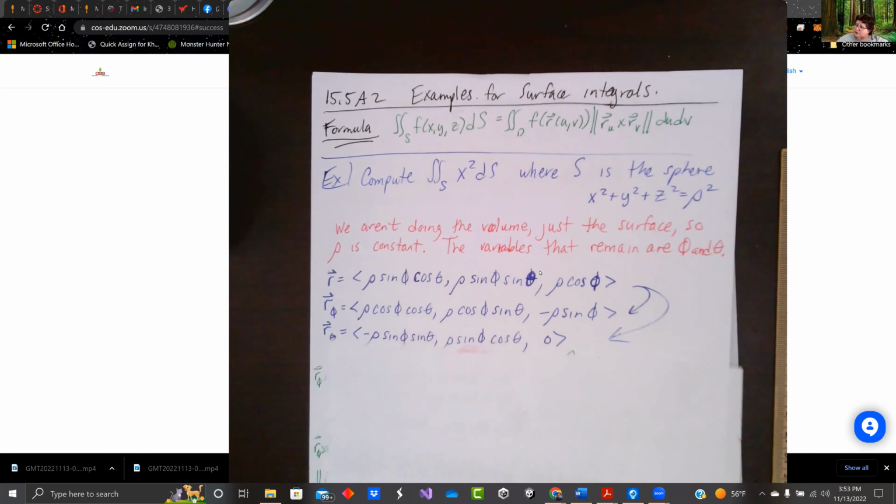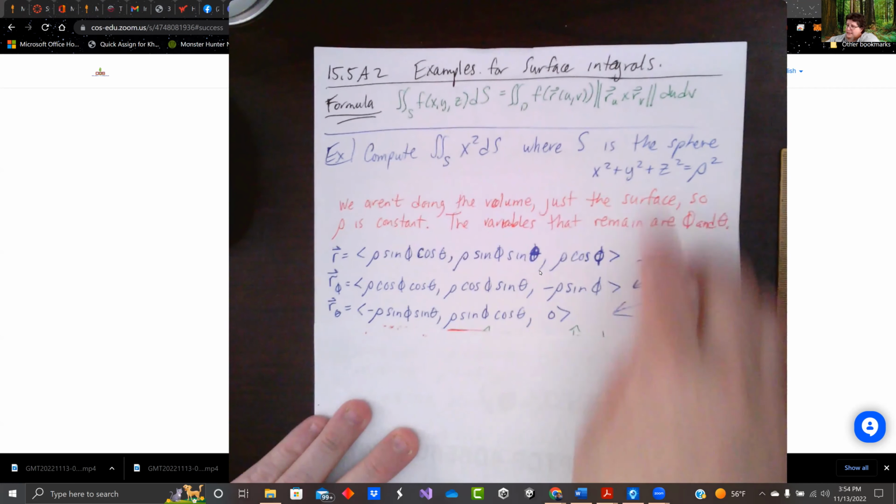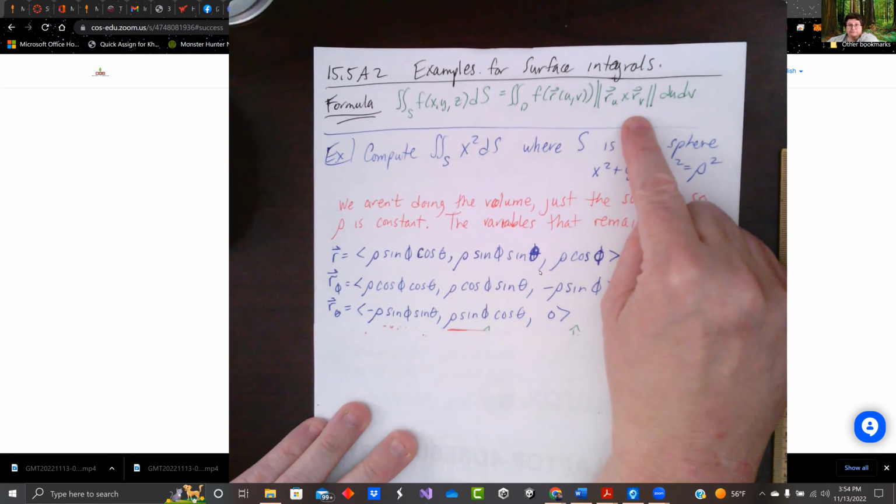And so we're going to set up our r vector, our standard r vector. x equals rho cosine theta sine phi, y equals rho sine theta sine phi, and z equals rho cosine phi. I know I said them in a different order than what's on the screen. I took the partial derivatives because we need to get this r_u cross r_v. And in this case, it's going to be r phi cross r theta.